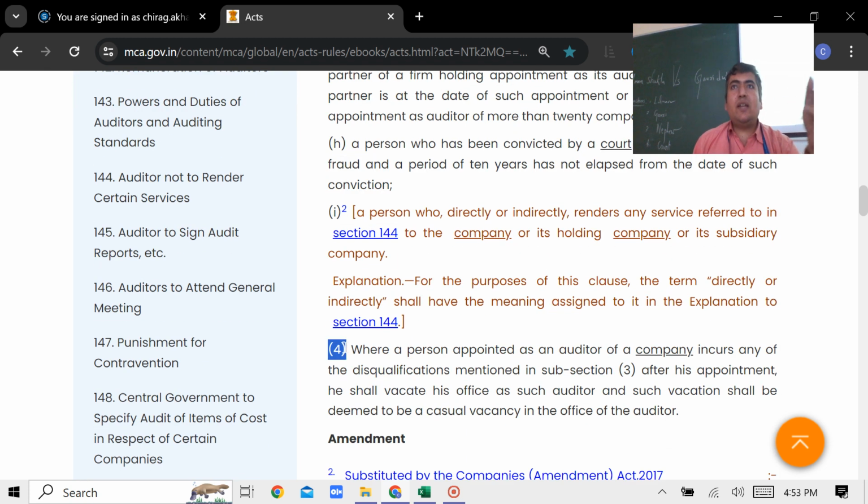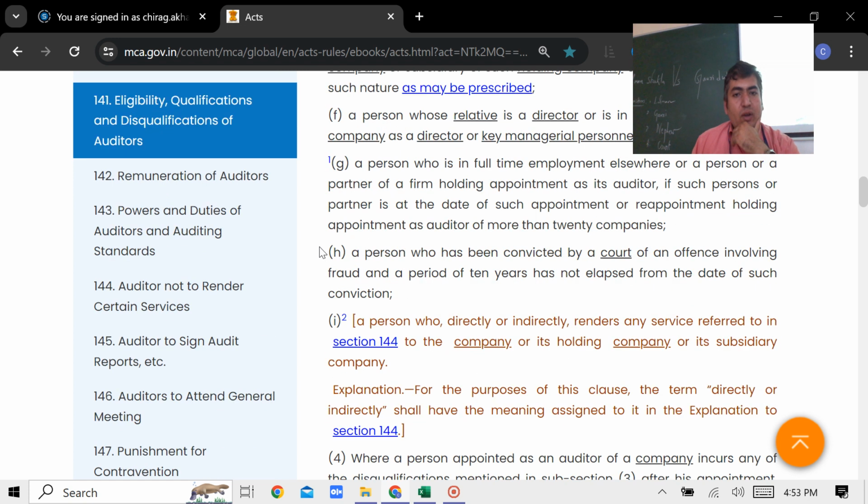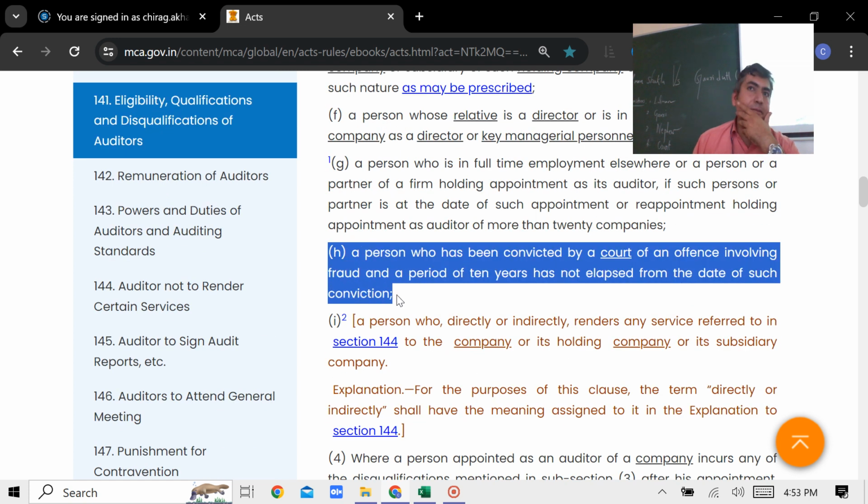As soon as the disqualification gets attracted, you have to vacate the office, and whatever vacancy is created would be considered as what? Casual vacancy. And how to fill the casual vacancy, I think we have already studied in 139. तो उसमें मेरे को नहीं चलना. ये जो पॉइंट है ना, उसमें मेरे को बहुत बड़ी दिक्कत है.